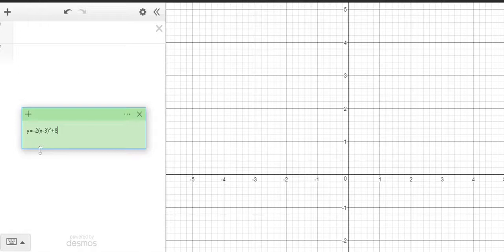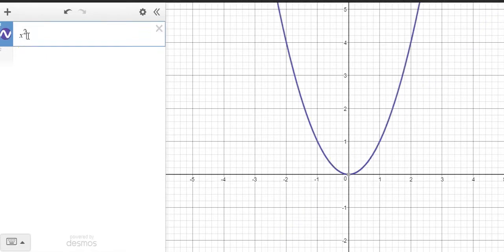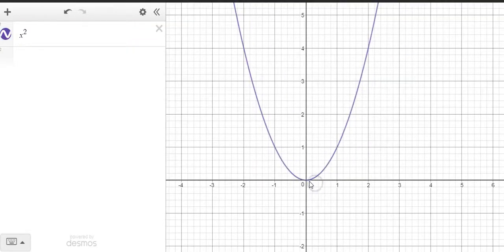So now we know a general sense of what we're doing. Remember, you always start with what's inside of the parentheses, then move to what is multiplied by, and finally what is added or subtracted at the end. So you always start with your parent graph, which is x squared. Remember, the vertex is on the point 0, 0.